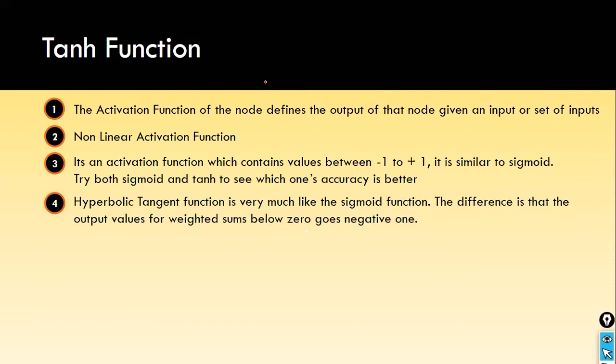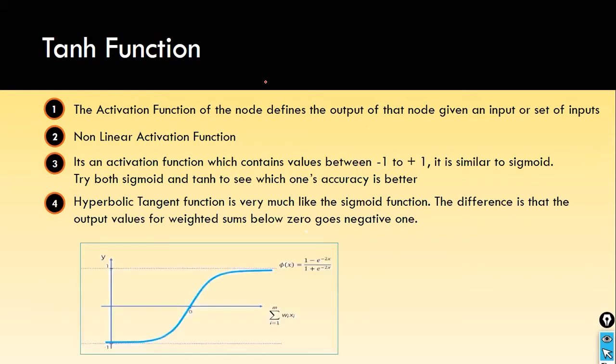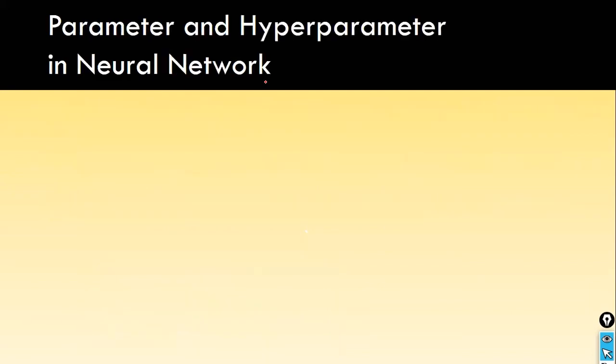It is the hyperbolic tangent function, very much like the sigmoid function. The output for weighted sums below 0 gives -1 in this case, whereas in the case of the sigmoid function, any value below 0 gives 0. The tanh function is also not much used, but if you know this activation function also, it is helpful.